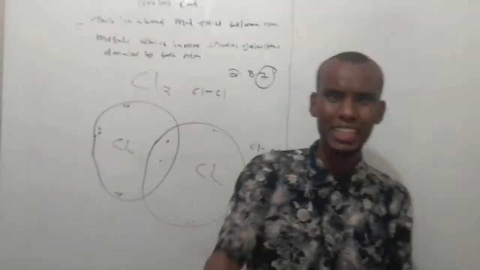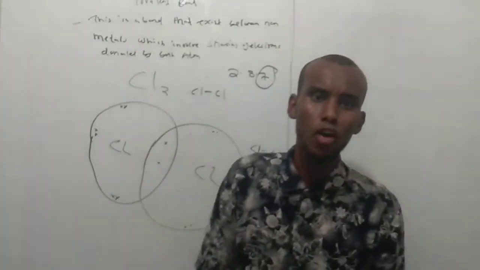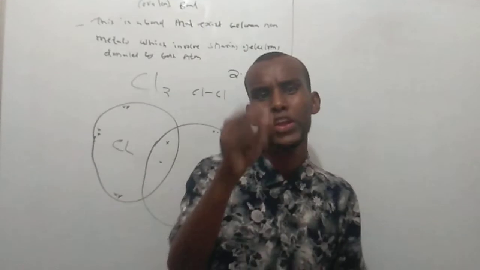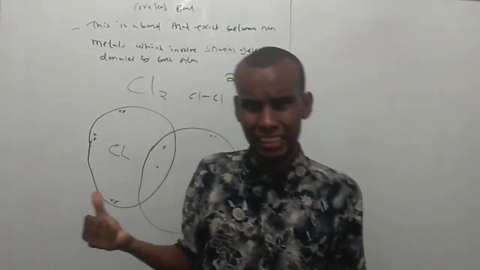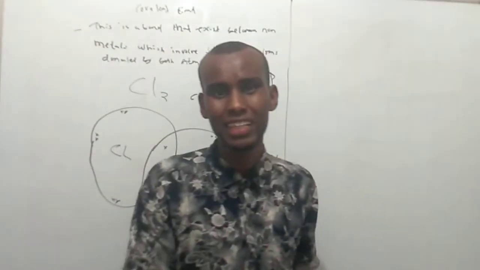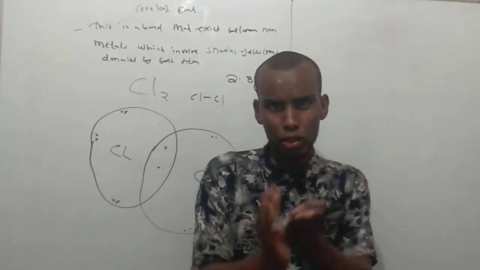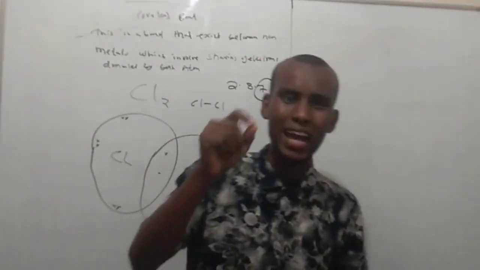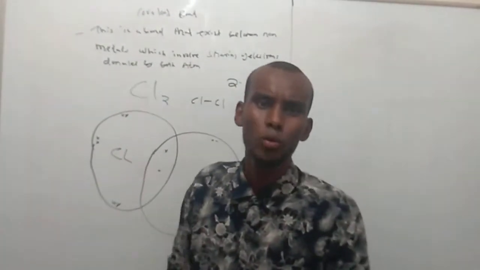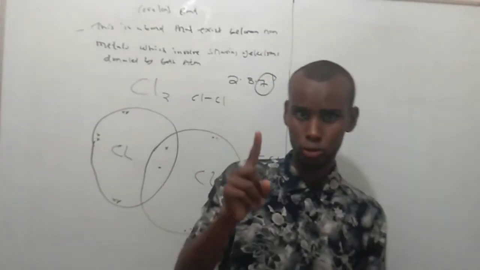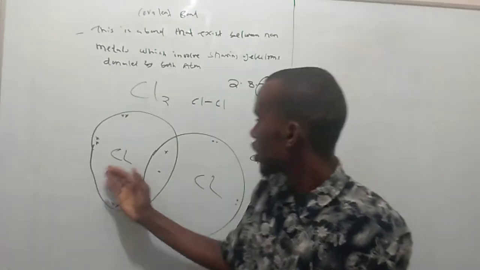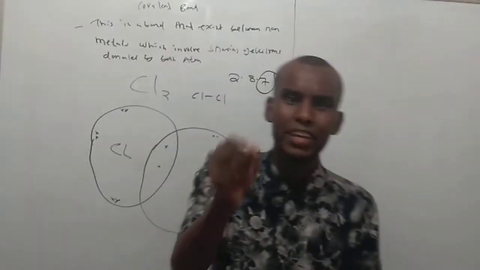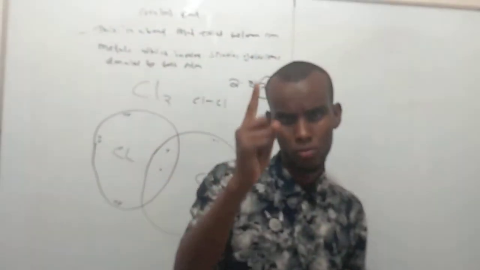We may also have the metallic bond. But before the metallic bond, we have the coordinate bond, also called the dative bond. This is a special type of covalent bond between nonmetals involving the sharing of electrons, but the shared electrons are donated by only 1 atom. That's the difference. In a covalent bond, both atoms donate, like chlorine. But in a dative bond, only 1 atom donates.